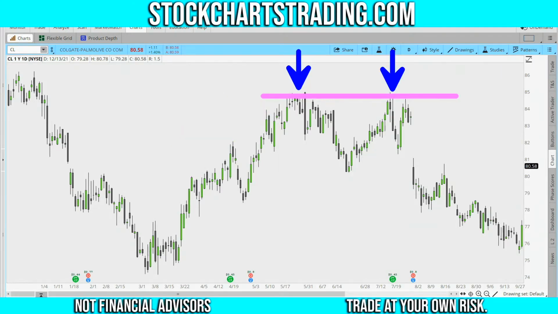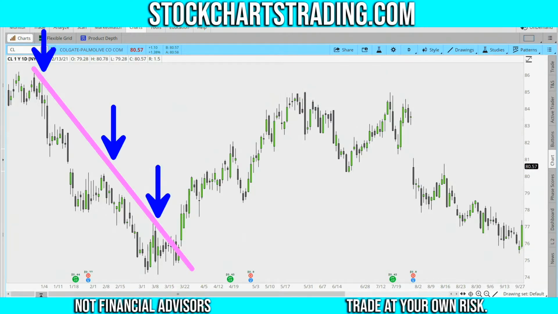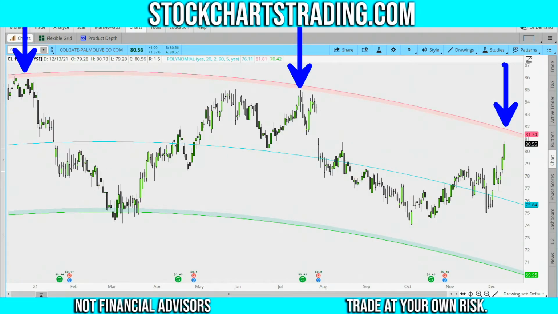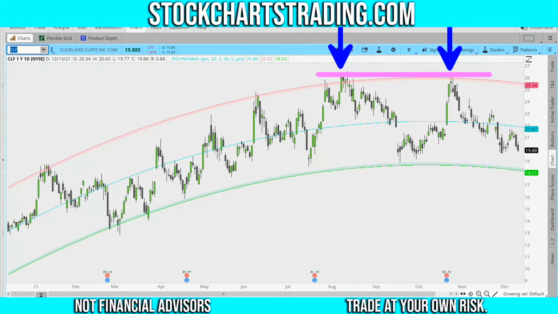Sideways resistance will have a horizontal line where price goes up, but then falls back down. Downtrend resistance will have a diagonal line down, where price comes up, but keeps going lower. The polynomial also shows you downward resistance, where price will come up, but then continue lower. The polynomial will also show you the horizontal or sideways resistance.